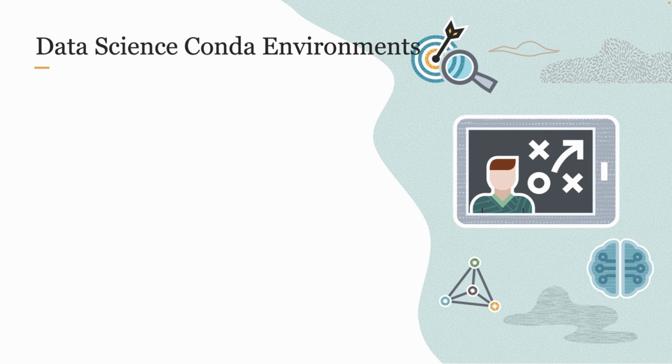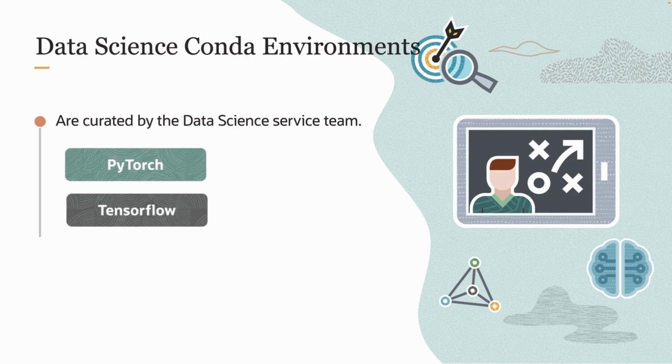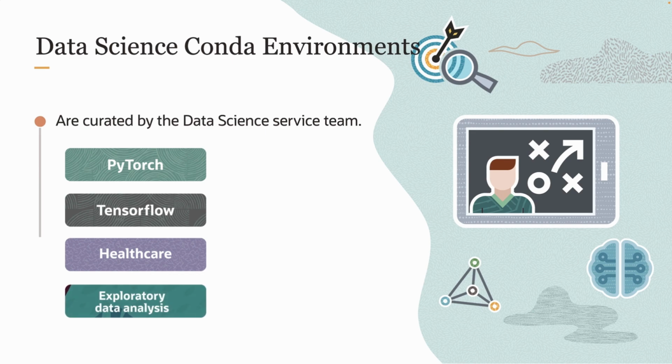So the first type of conda environment that I want to talk about is the data science conda environments. These conda environments are managed and curated by the data science service team. They're built to serve customers' needs. So some of them are focused on a particular piece of software, like there's ones for PyTorch and TensorFlow. Other ones are for particular industry verticals. So we have a conda environment for healthcare, for example. And we also have conda environments that are built around general purpose tasks, such as doing exploratory data analysis.